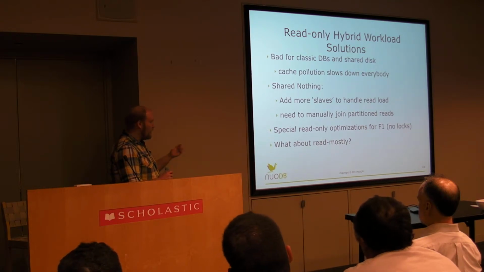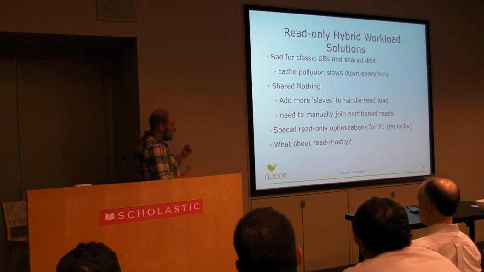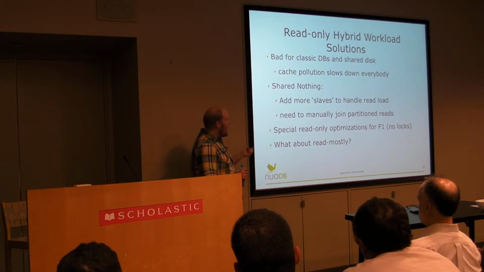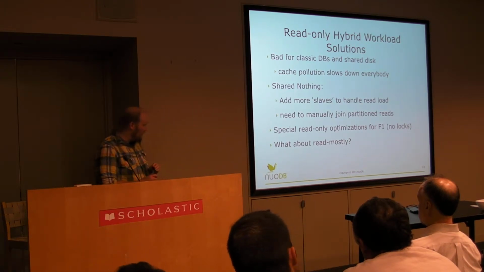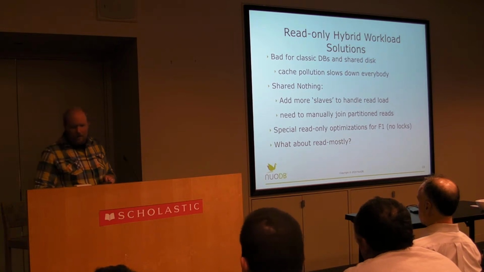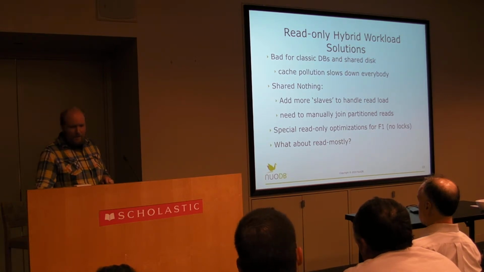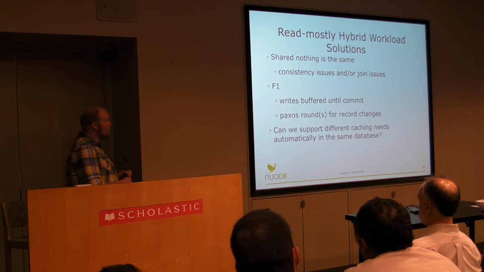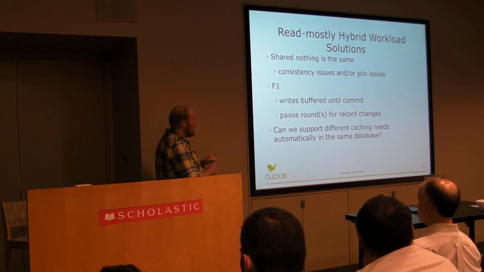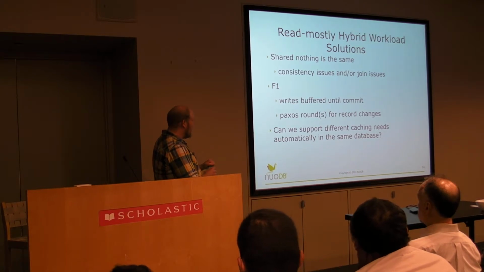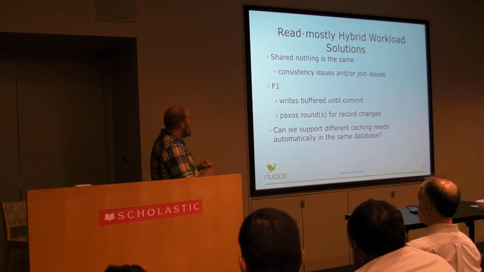For F1 and other synchronously replicated databases, of which the only example I know is F1, they have a bunch of read-only optimizations so that there's no locking and no messaging that has to happen. But what if you have an analytic workload that is read mostly, where you do lots of reads but occasional writes? Maybe you're checkpointing or something like that. Shared nothing is the same. You may have consistency issues or join issues the application has to solve.